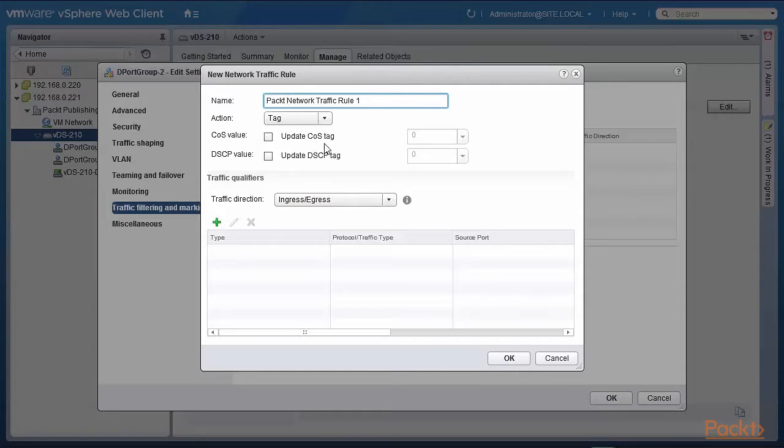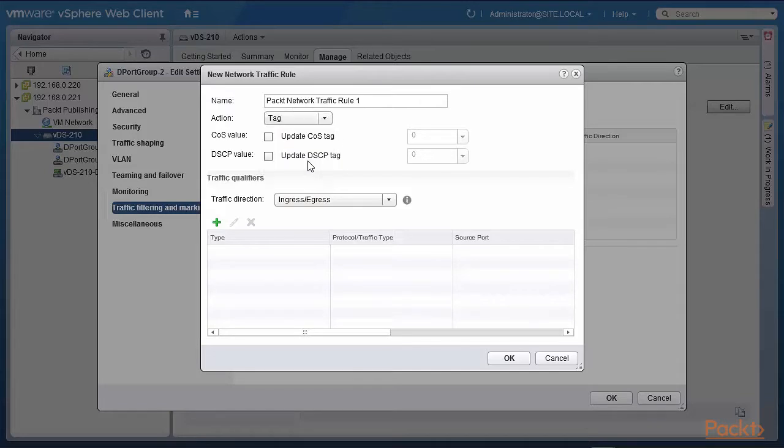network traffic rule. There are 3 actions possible: allow, drop, and tag. At this point in time, we are simply interested in tagging. We will take a brief look at allow as well. So you can actually use it as a firewall also, to allow and drop traffic.